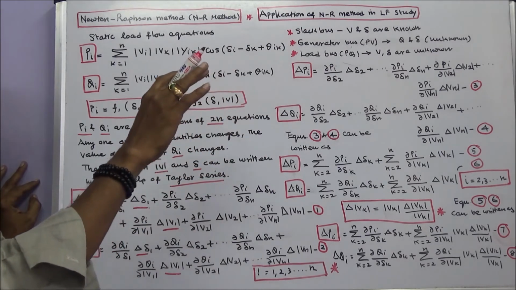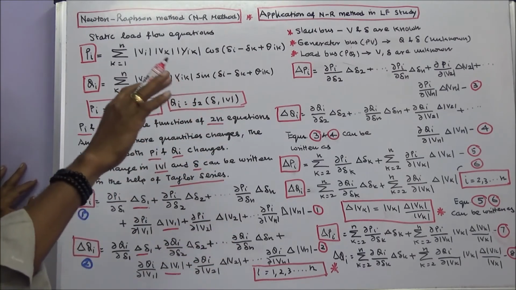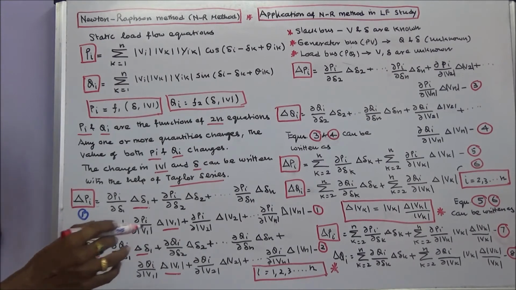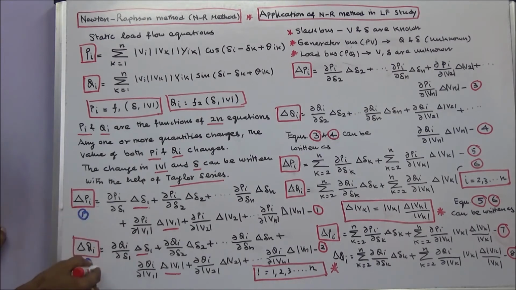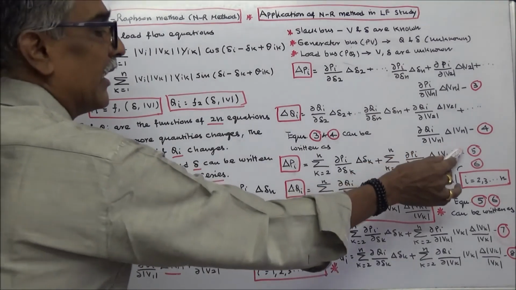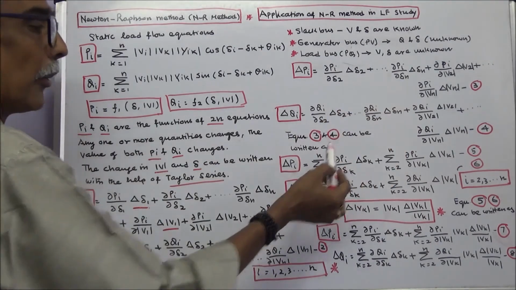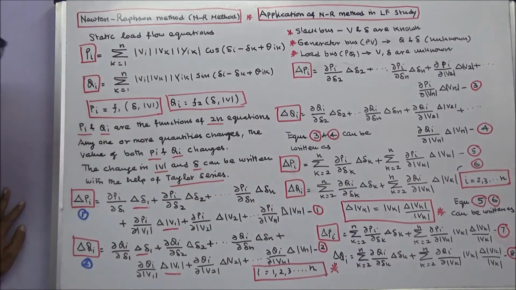Any one generator bus is considered to be the slack bus. Bus 1 is considered as the slack bus. In equations 1 and 2, I neglect the terms delta 1 and modulus of V1. After neglecting these two terms in each equation, I got equations 3 and 4. Equations 5 and 6 are the general expressions of equations 3 and 4. Here i is equal to 2, 3, up to n.